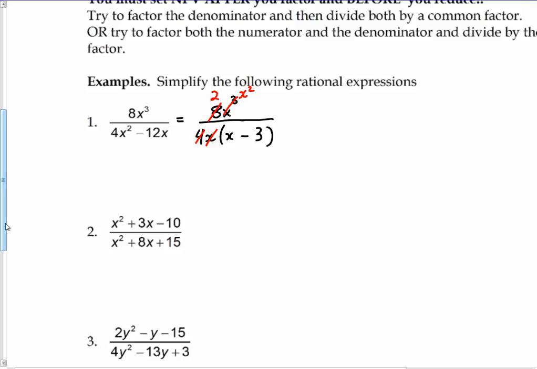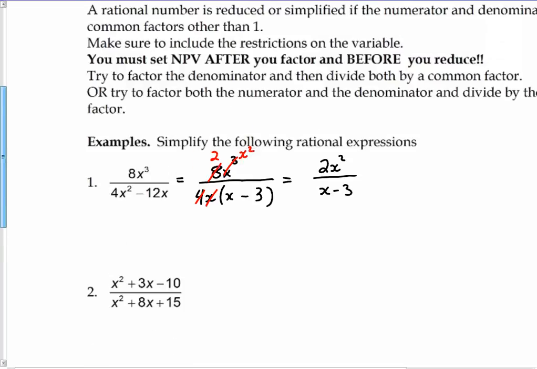I'll just erase the 1. Okay, so now we have left on the numerator 2x squared all over x minus 3. We always have to state NPVs. And here's the part that you might want to highlight. You must set NPVs after you factor, but before reduction. So when I state my NPVs, it's at this point here, before reduction, because it also must be true for our original expression.